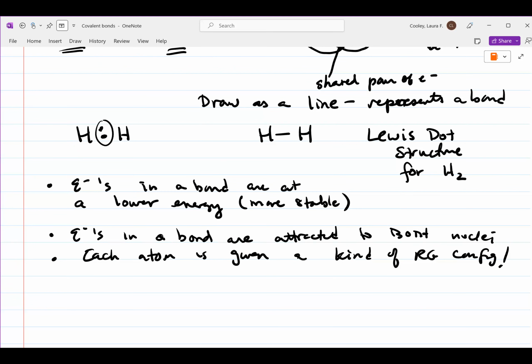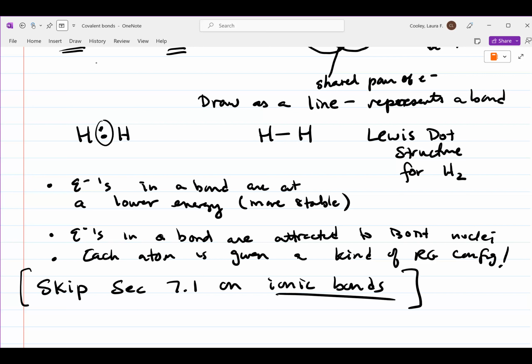I think I'm going to end class here. We're going to skip section 7.1 on ionic bonds, because we spent a lot of time early in the term talking about ionic compounds anyway. So we're not going to cover that in this class. We'll start in with some covalent bonding next time. We'll do some Lewis structures.